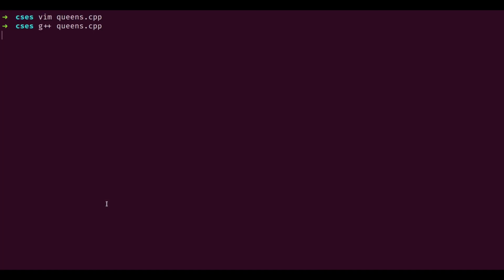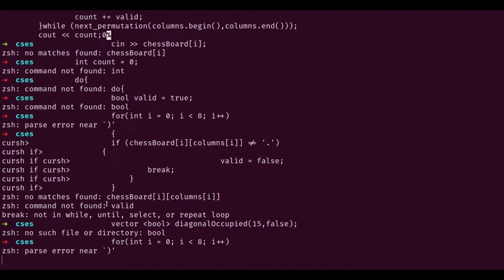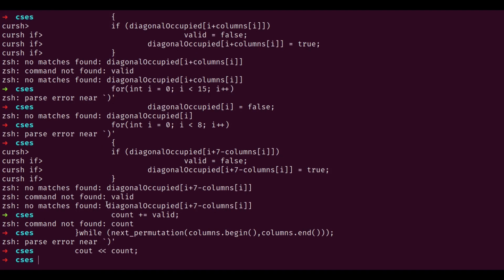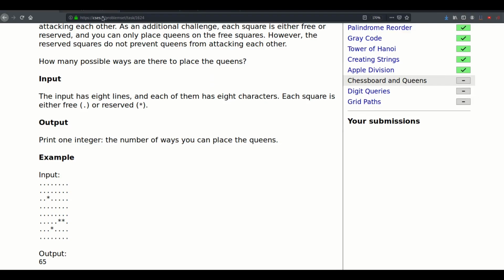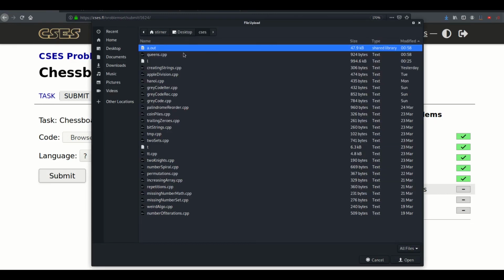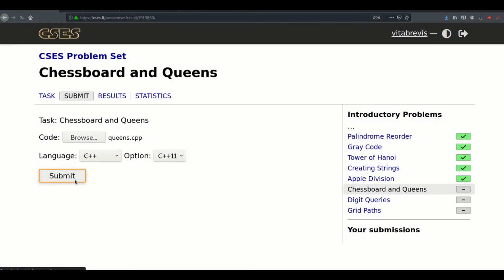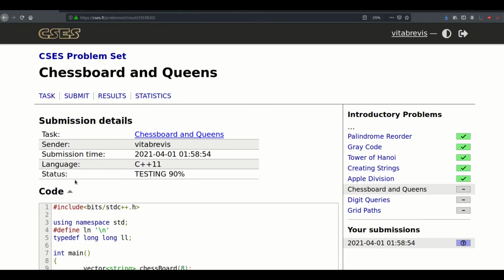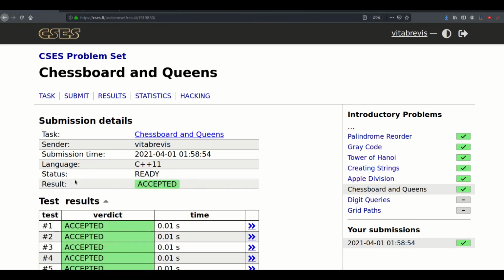Let's compile. Let's check. Let's submit. So this works.